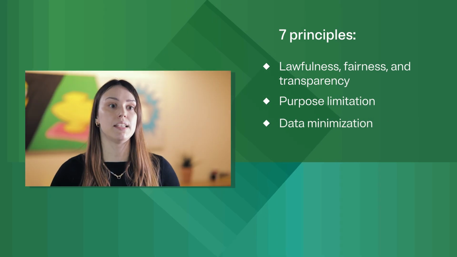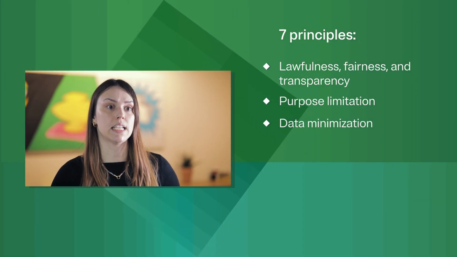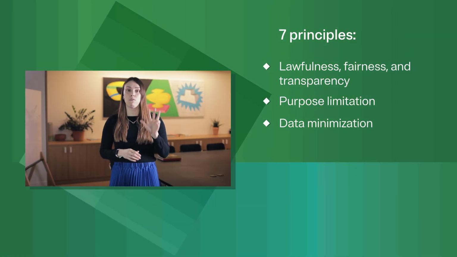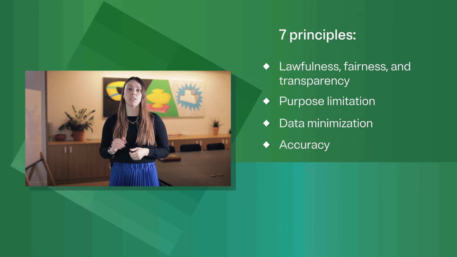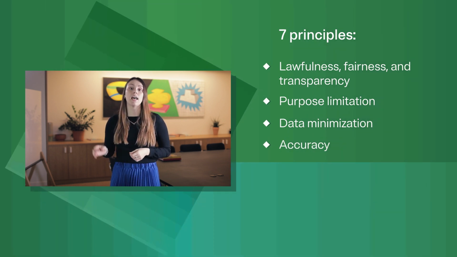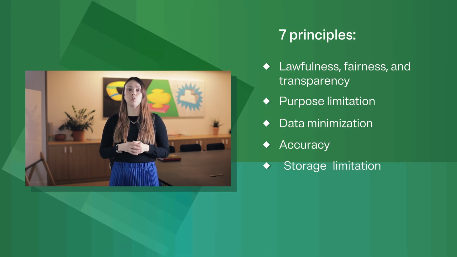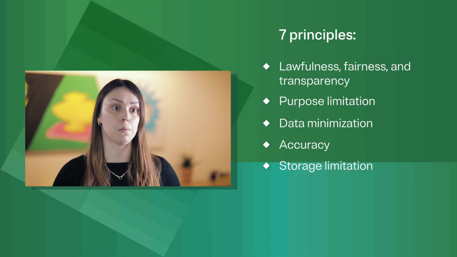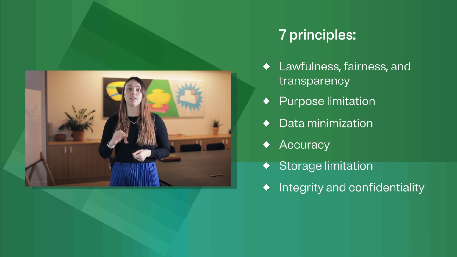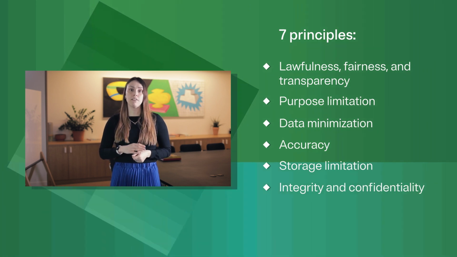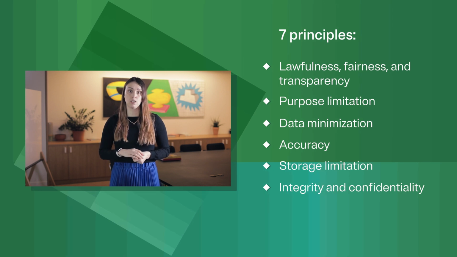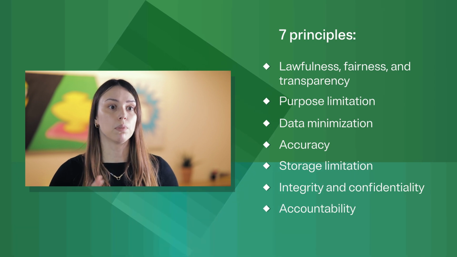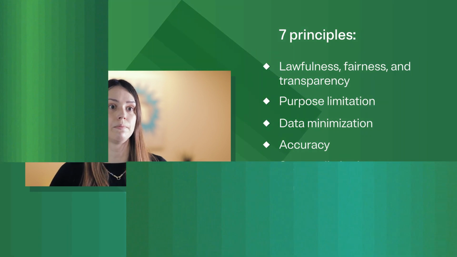Third, data minimization. You should limit the amount of personal data you collect to what is reasonable and proportionate for the purpose. Fourth, accuracy. Always make sure that the personal data you keep is accurate and up to date. Fifth, storage limitation. Only keep the personal data for as long as you need it to fulfill your purpose. Sixth, integrity and confidentiality. Make sure that the data is safe and that you limit unauthorized access to it. Seventh, accountability. You must be able to demonstrate that your privacy program complies with the GDPR's processing principles.